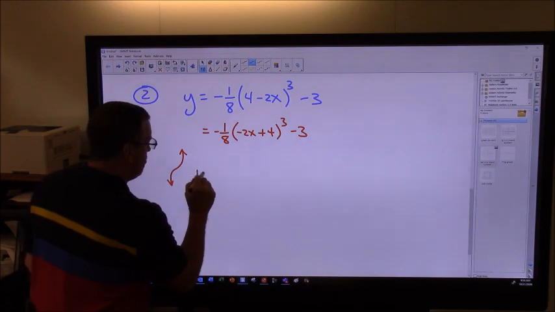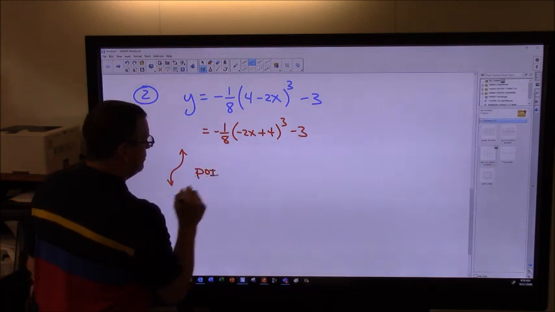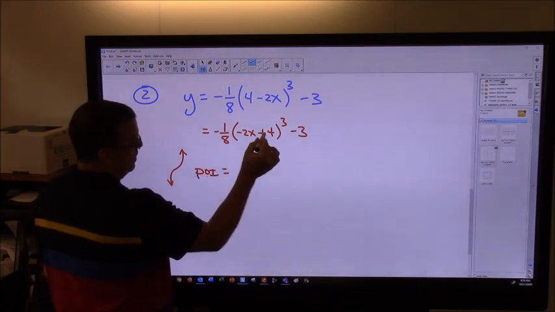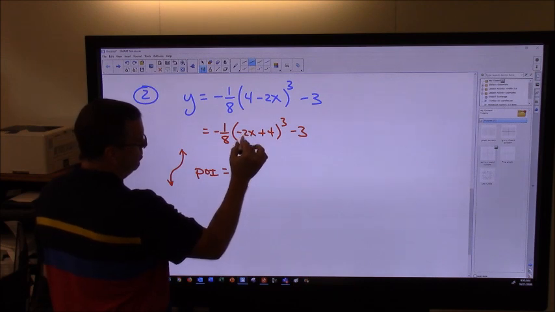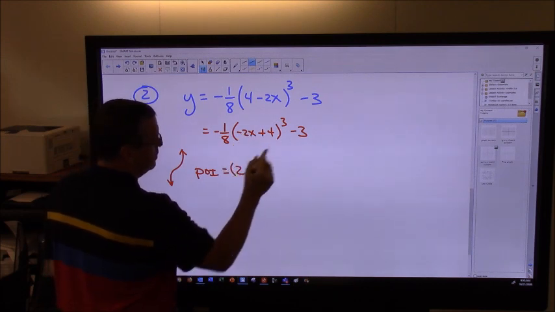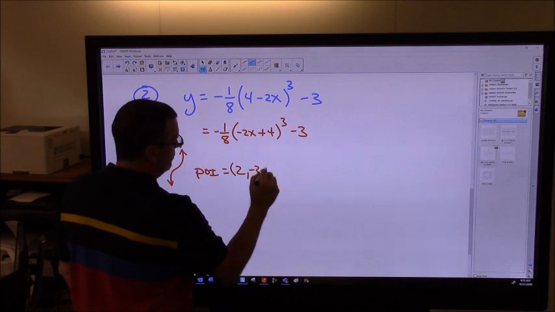And then I need to have my point of inflection. That's going to be at negative 4 divided by a negative 2. That'd be a positive 2, comma negative 3.